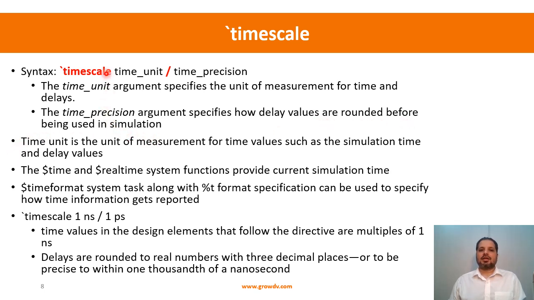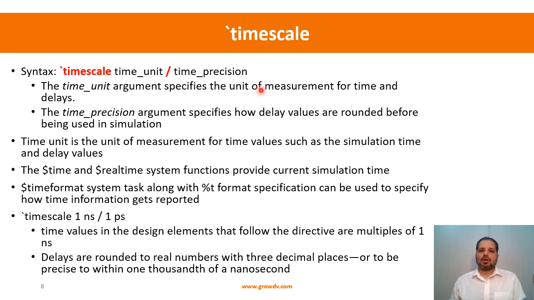So the precision and then the unit, right? Whatever time unit we are using, the precision for that particular time unit is specified by this time precision value, and time unit is a unit of measurement for time values such as simulation time and delay values. And then you can use $time and $realtime, functions we have already been using to provide the current simulation time. And then you have another system task called $timeformat, where you can set up the format in which the time information should be displayed. So there are different ways.